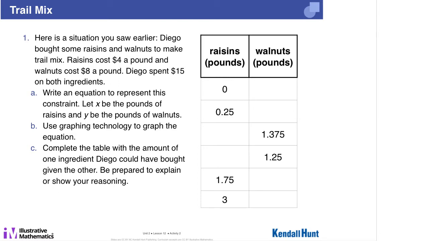Okay, in trail mix, the next activity, we're going to be looking again at Diego and his trail mix. So in A, we're writing an equation to represent this situation. So X is going to be the pounds of raisins and Y is going to be the pounds of walnuts it tells us to use. And so if raisins are $4 a pound, that's going to be 4 times X, and walnuts are $8 a pound, that's going to be 8 times W equals $15. And we want to figure out all these possible combinations that could get us to $15.